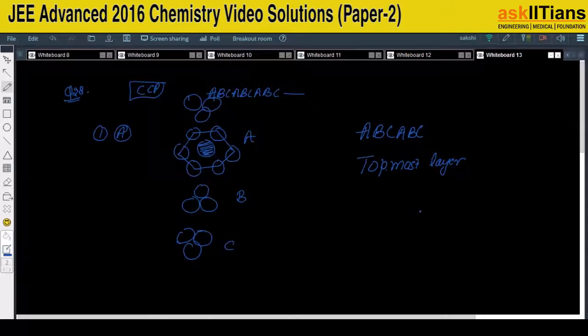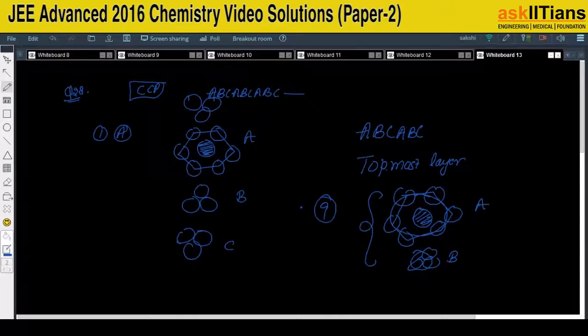So topmost layer means what? You just have to consider 1, 2, 3, 4, 5, 6 in layer number A, and then you have to consider another layer number B. That means 6 atoms from this layer and 3 atoms from this layer. So there will be just 9 nearest atoms, because he's specifically talking about the topmost layer and not about the coordination number. Many students would have said the coordination number is 12. So yes, the number of nearest neighbors is also 12 in general. But my dear students, he's talking about the topmost layer only. So be very careful. So A is not the correct option.